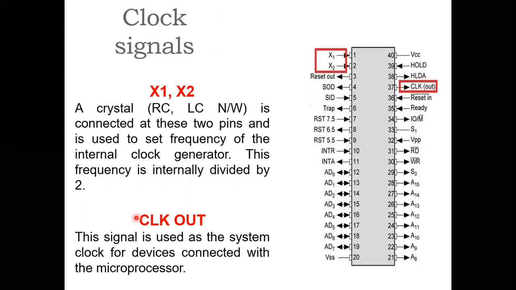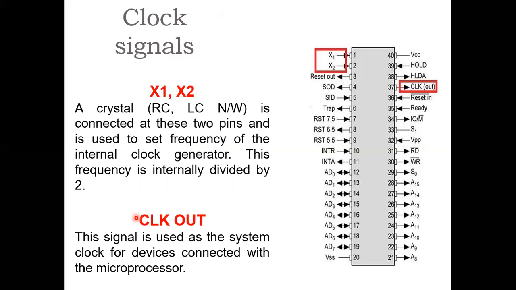For the clock signals X1, X2, a crystal, RC, or LC network is connected at these two points and is used to set the frequency of the internal clock generator. This frequency is internally divided by 2. Then clock out: this signal is used as the system clock pulse for devices connected with the microprocessor.